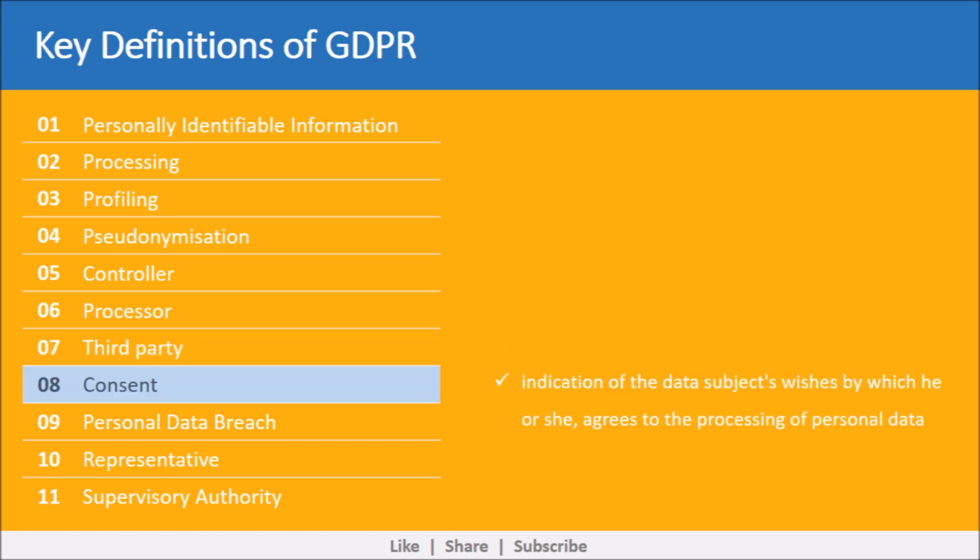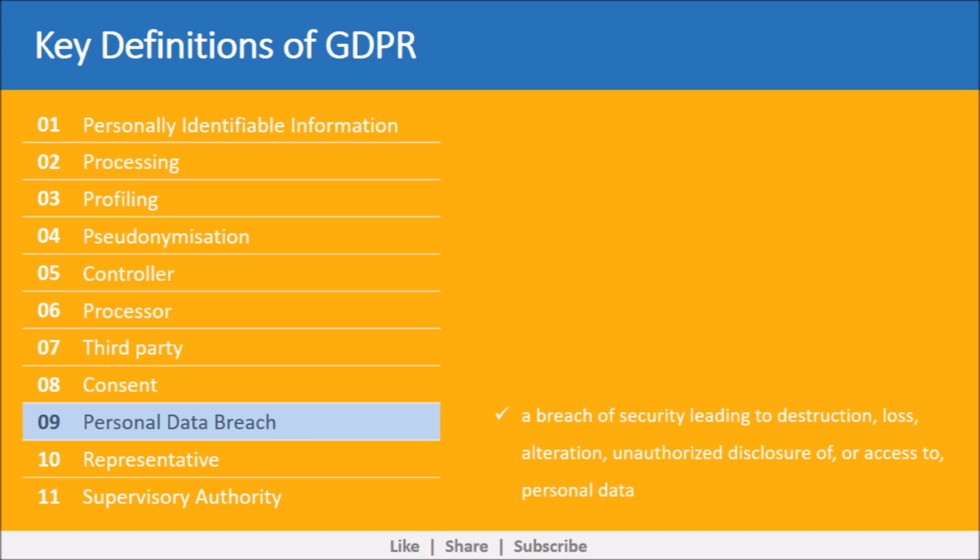Moving on, consent is any freely given, specific, informed and unambiguous indication of the data subject's wish by which he or she signifies agreement to the processing of personal data relating to him or her. Next on the list we have personal data breach. Personal data breach is a breach of security leading to the accidental or unlawful destruction, loss, alteration, unauthorized disclosure of, or access to, personal data.